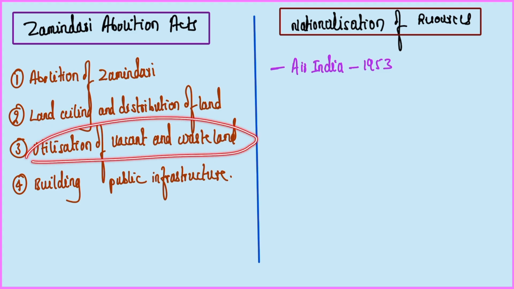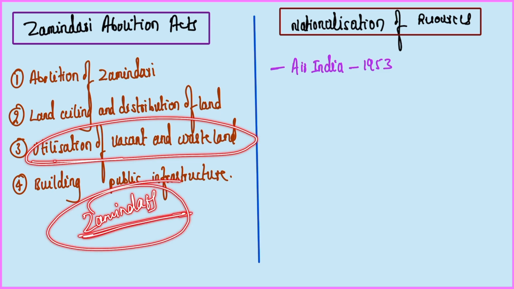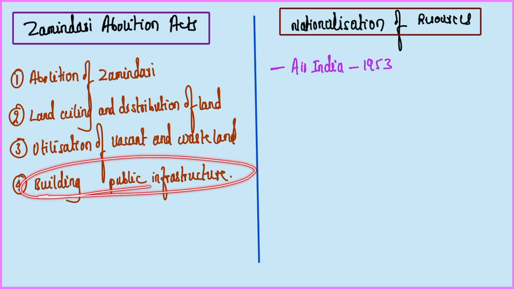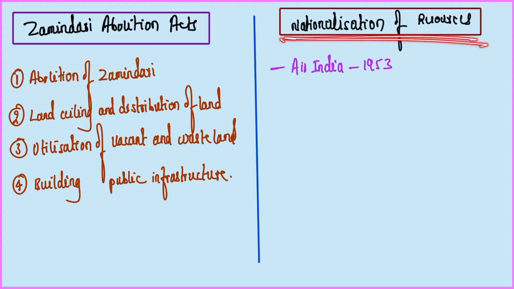Next is utilization of vacant and wasteland. A lot of vacant and wasteland was under the ownership of zamindars in rural areas. Government wanted to use this vacant and wasteland for building public infrastructure, right? And nationalization also began. For example, Air India was nationalized in 1953.